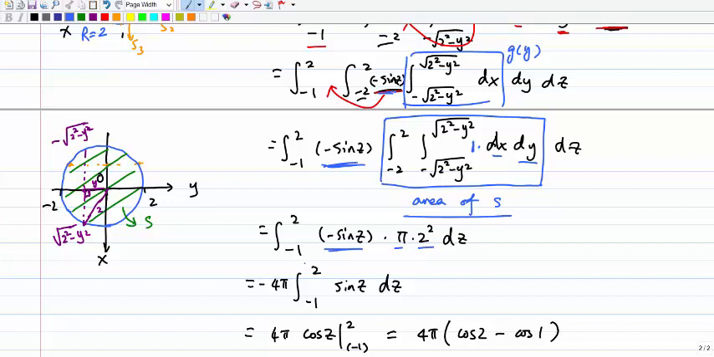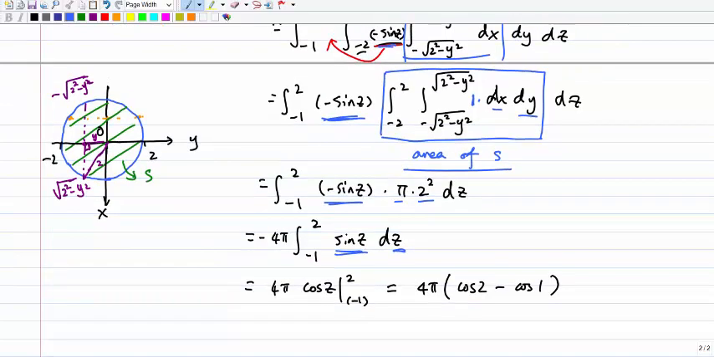It's 4 pi. I move this negative outside and 4 pi outside, so the integration becomes the integral from negative 1 to 2, the region for z, of sin z. Because the integration of sin z is negative cosine z, and these also have a negative sign, they cancel out. It becomes 4 pi cosine z, evaluated from negative 1 to 2, which will be 4 pi times cosine 2 minus cosine of negative 1. Because cosine of negative 1 is also cosine 1, it's 4 pi of cosine 2 minus cosine 1.